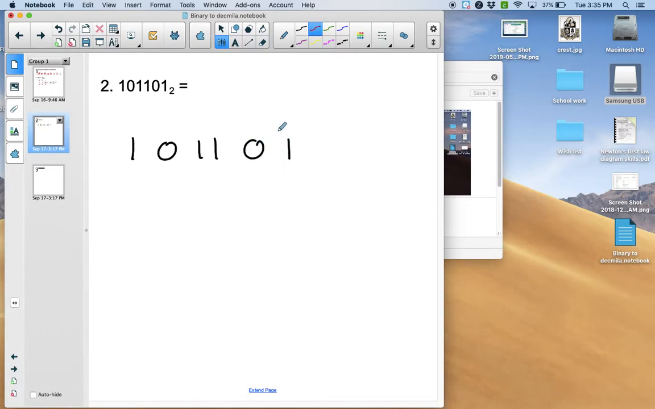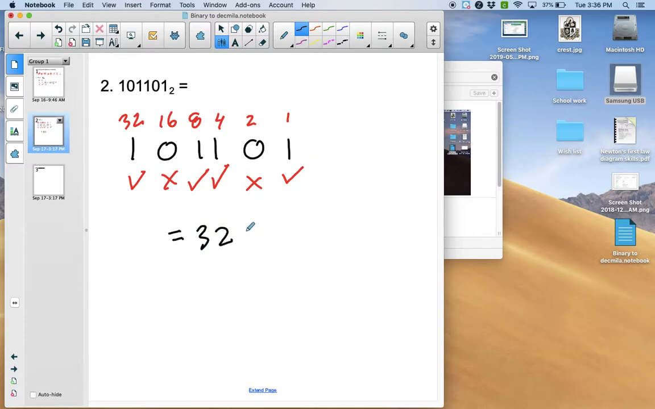All right. So, ones place, twos, 4, 8, 16, 32. So we're going to add which place values? 32. No 16, so that goes away. We got an 8, 4, that's correct. No 2. And a 1. So we're going to add this up: 32 plus 8 plus 4 plus 1. That in total gives me a grand spanking new 45.